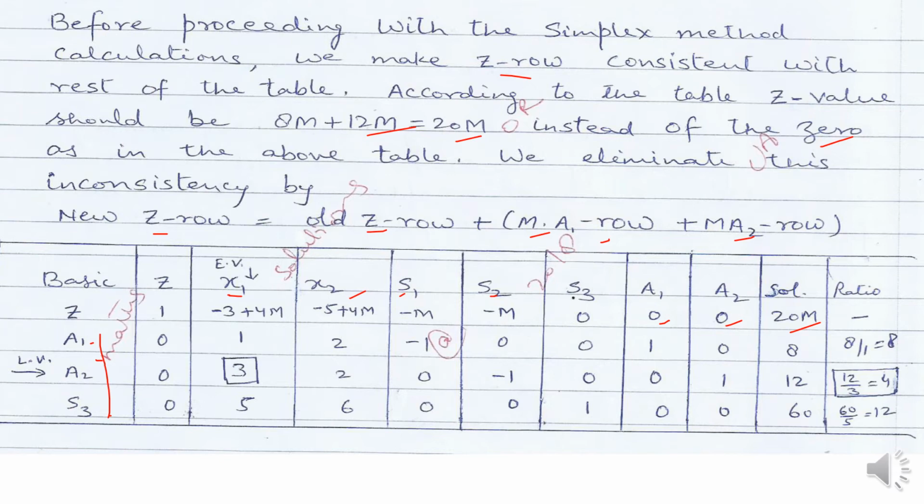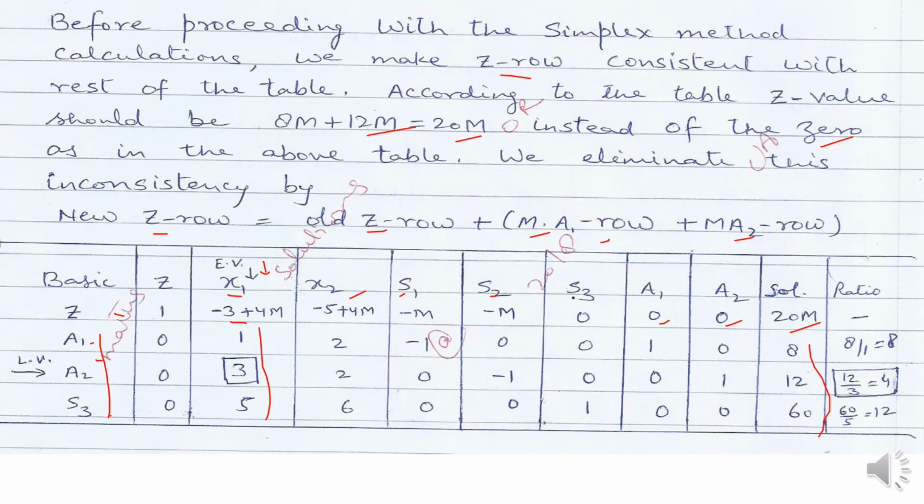Now we can apply simplex method calculations here, and we see that this is a minimization problem, so we have to check which one is the most positive element in the z row. In the z row we see that this 4m minus 3 is the most positive element because m is a large number, so this becomes our entering variable, that is x1 is now the entering variable, and this column becomes our pivot column. And now we find the ratio with the help of the solution elements.